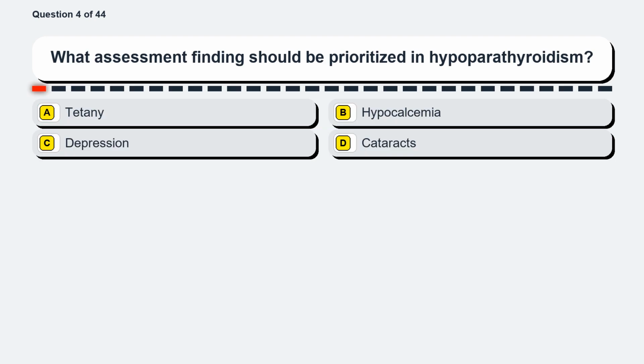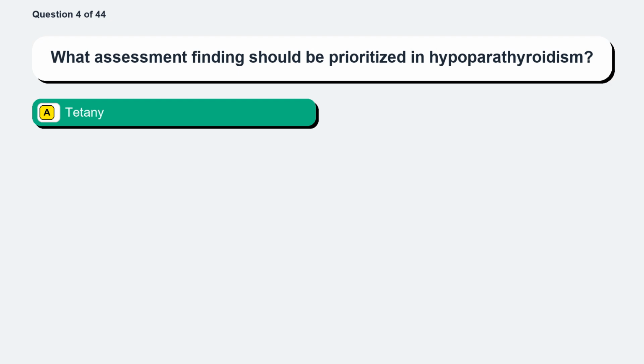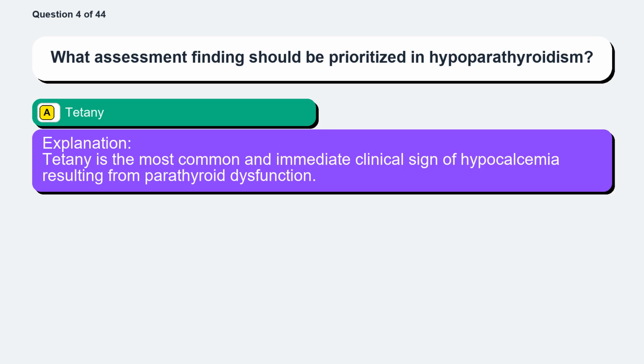Question 4. What assessment finding should be prioritized in hypoparathyroidism? Option A, tetany. Option B, hypocalcemia. Option C, depression. Option D, cataracts. The correct answer is option A, tetany. Tetany is the most common and immediate clinical sign of hypocalcemia resulting from parathyroid dysfunction.